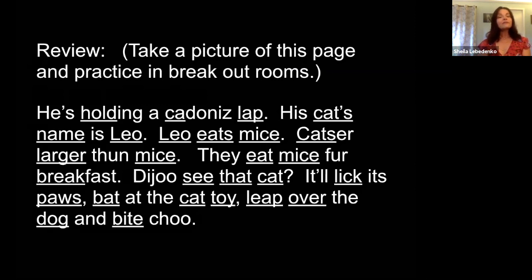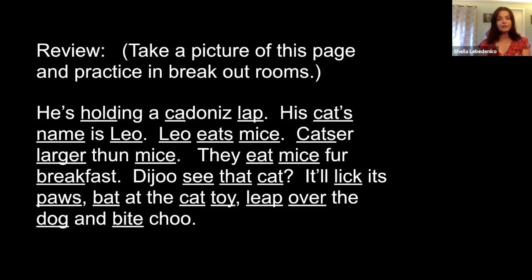Okay, so here we have a review. And what I want you to do, you will take a picture of this page so that you can practice it in breakout rooms. It has a little bit of everything we just learned. It might not have the word stress that we talked about, but it has all of the rhythm and sentences. So I'll read it for you.